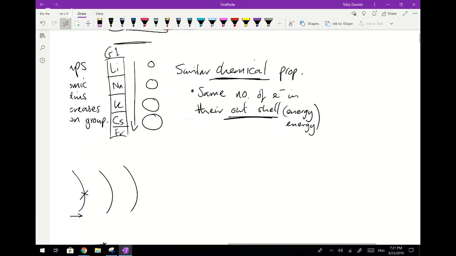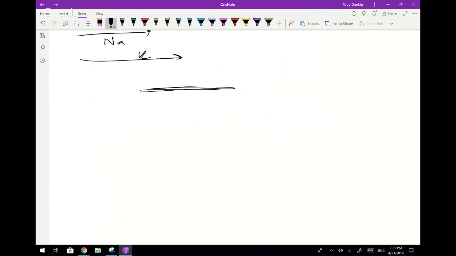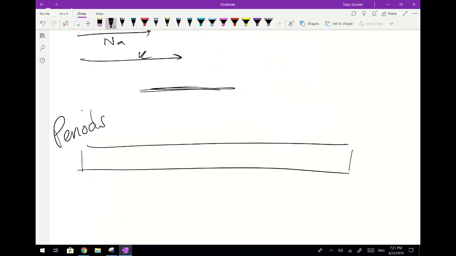But just whilst I'm here, I'm now just going to quickly drop into the periods. So the periods in chemistry are the rows. So in the periodic table, if we look at a period, we're looking at a row.